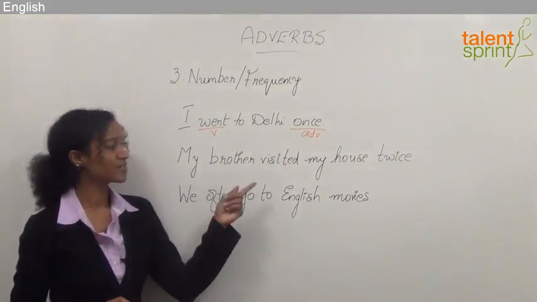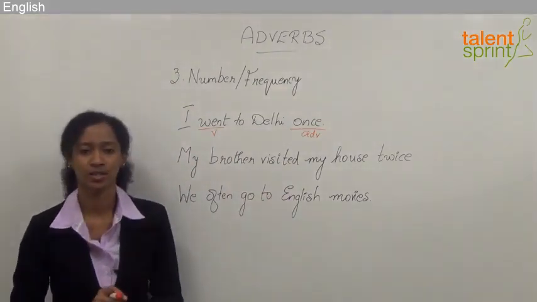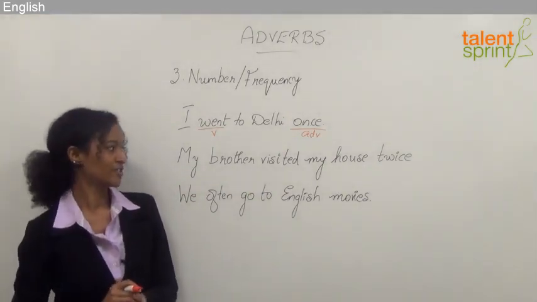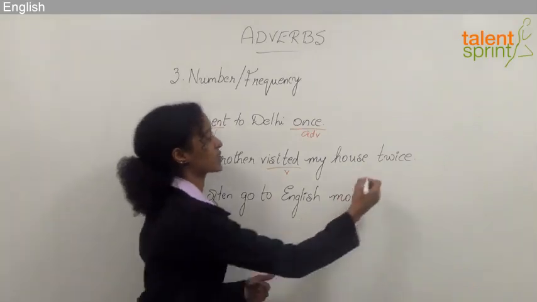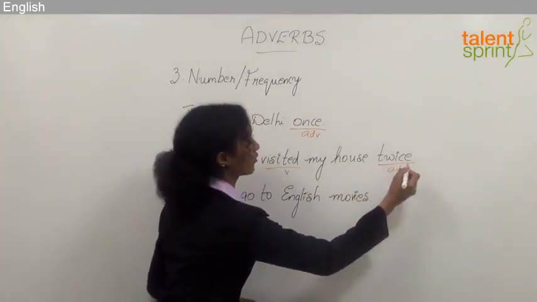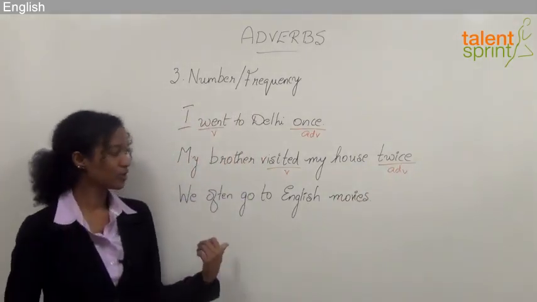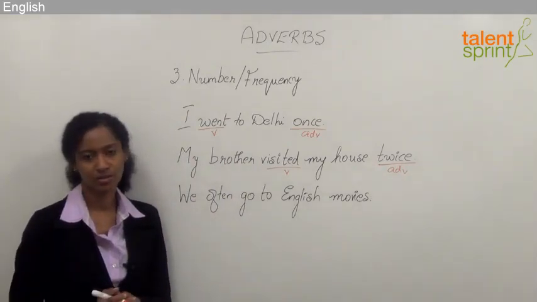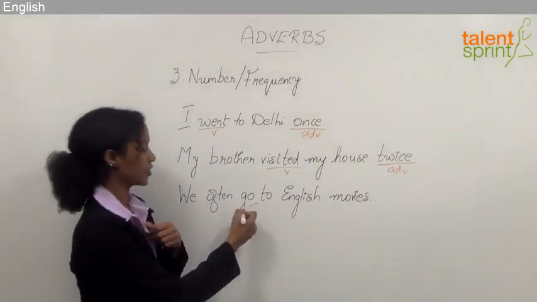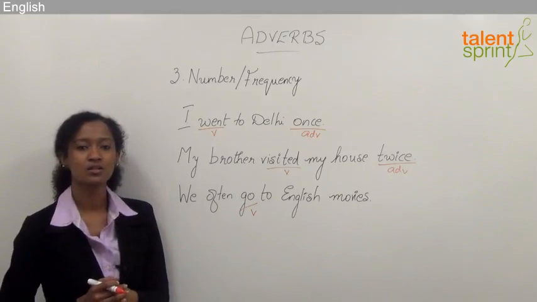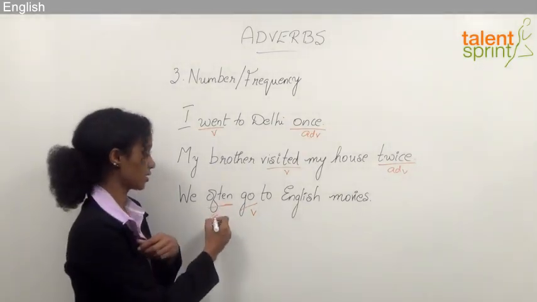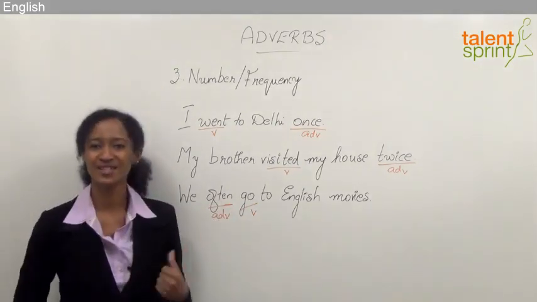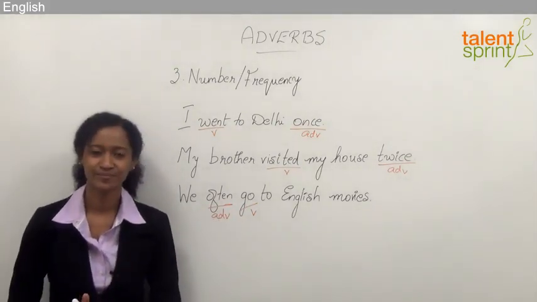My brother visited my house twice. Visited is the verb. How many times? Twice is my adverb. We often go to English movies. So go is my verb, right? So how frequently do we go? We often. So that's my adverb. This was easy. Let's move to the next one.